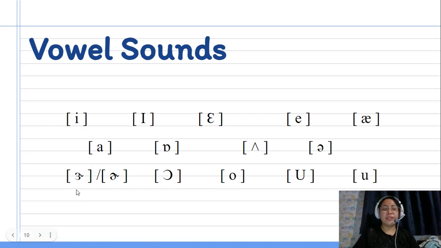Next, you have these two variations. It's like a UR combination. This number three with the bangs here, you say er. And this inverted letter E with the bangs, you say er. Er, er. Okay. Next is a. Next is o. Next is a quick oo. And the last one is a long oo. So again, I'll say each of them.